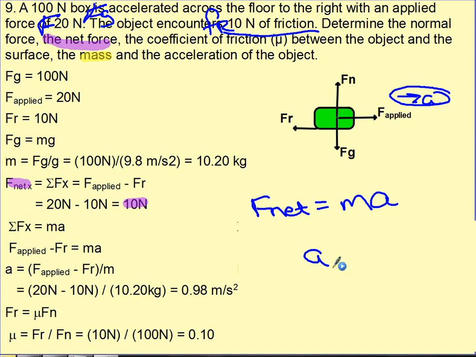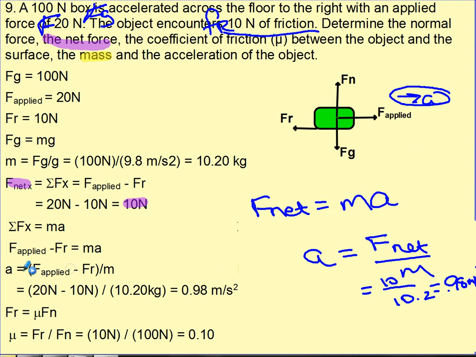So to find the acceleration, I could just use F net divided by m is equal to, let's see, I just found my net force was 10, divided by my mass, which is, what's my mass? I just found it. It's 10.2. And I would get 0.98 meters per second squared. Same answer. So, in this example, this part of the problem, I've looked for the acceleration, and I found it. So where's my acceleration?